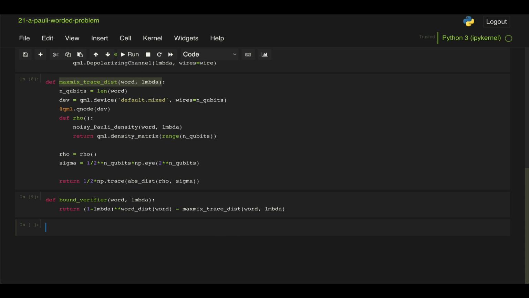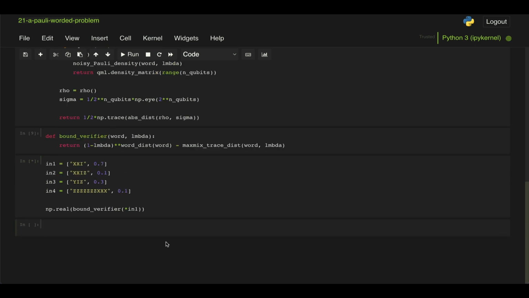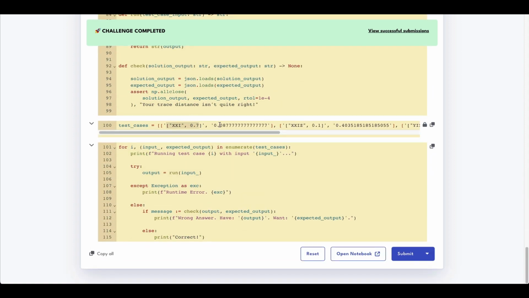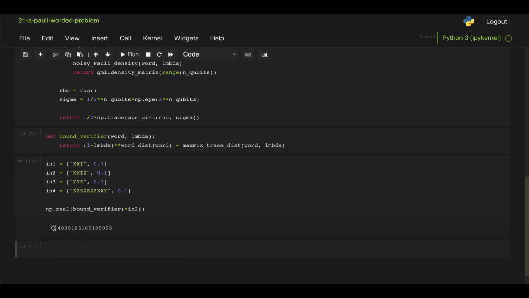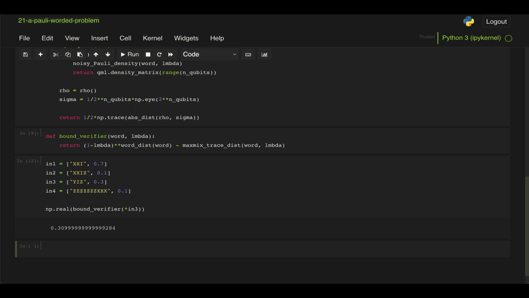Okay, and now let's define our inputs. So we're given 4 inputs here, and we just need to call this bound verifier function and then pass that input. So let's do it for input 1. So we get 0.0877, and if we go here, we can see that for input 1 we get 0.08777. For input 2 we get 0.4035. Then for input 3 we're supposed to get 0.30999. So here we have it.